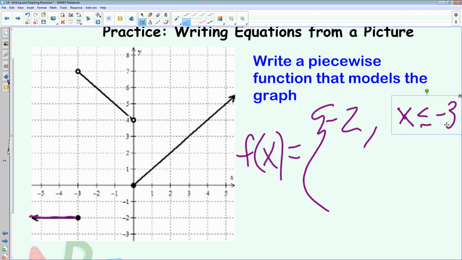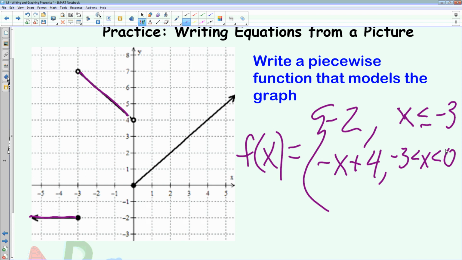The next part is a line. Notice that's a negative slope. If you count that negative slope, it just happens to be -1. So I'm going to write -x, and then we hit the y-axis at 4, so +4. That interval is from -3 is less than x is less than 0.